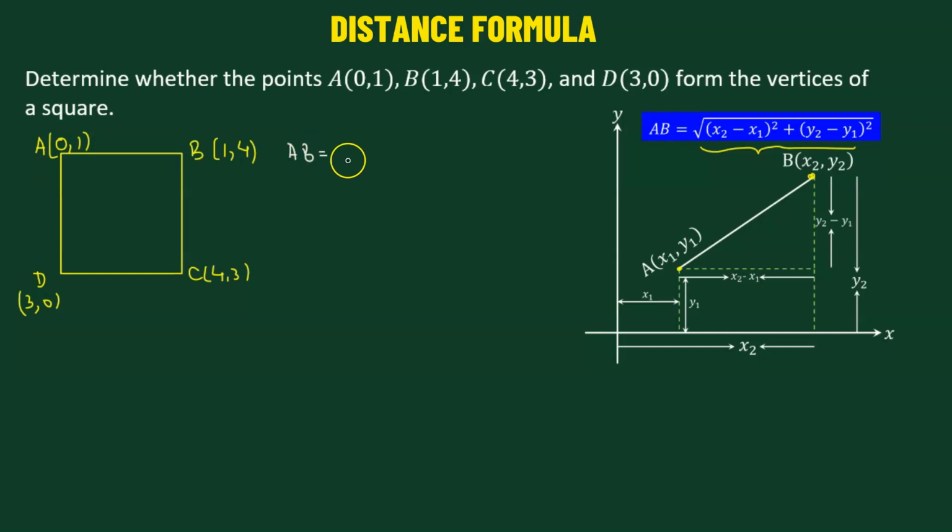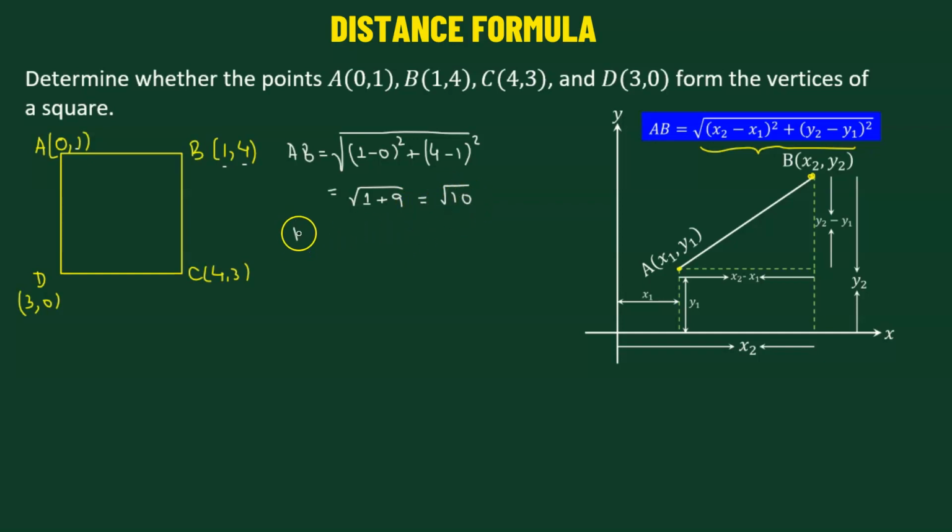Now let us begin by first finding the length AB. So AB is going to be equal to the square root of, first, the x coordinate of B, which is 1, minus the x coordinate of A, which is 0. So (1 minus 0) squared. Now we're going to add it to the difference of the y coordinates. We start with the y coordinate of B, which is 4, and from it subtract the y coordinate of A, which is 1. So (4 minus 1) squared. Let's compute this value. 1 minus 0 is simply 1, and squaring it gives us 1. Then 4 minus 1 is 3, and 3 squared is 9. So we have the square root of 1 plus 9, which comes out to be the square root of 10.